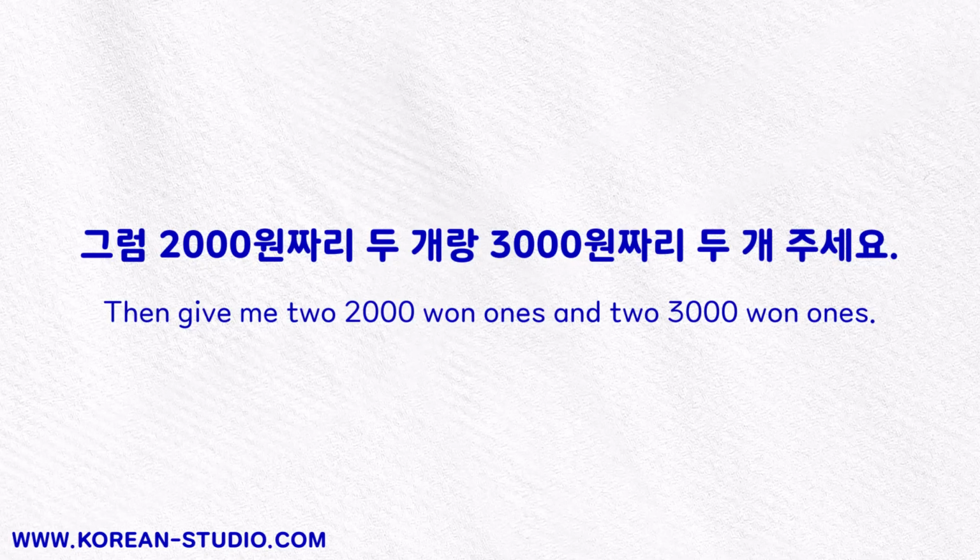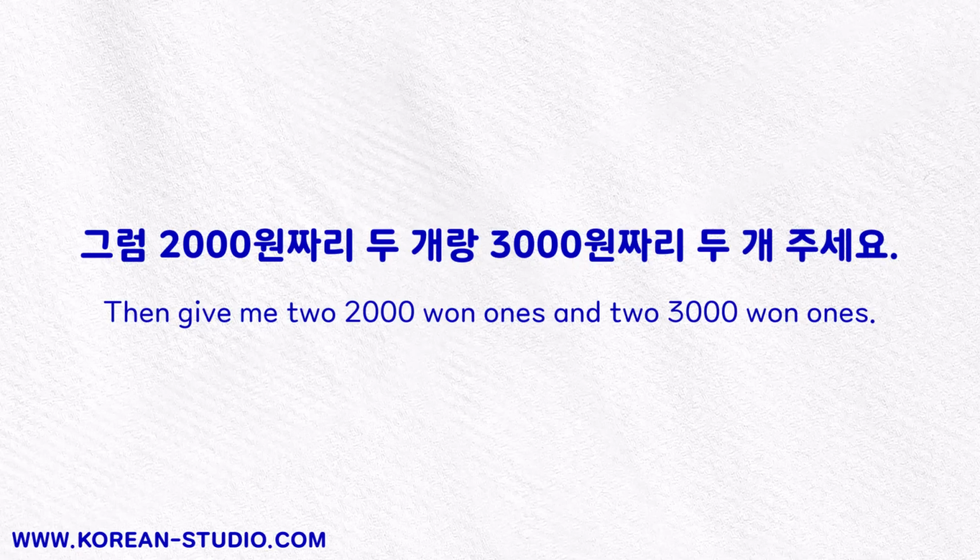Now, sometimes when you're at a shop, you might see a lot of different items that you want to buy, and they are priced at different price points. So one thing costs 2,000 won and another thing costs 3,000 won. So to ask the shopkeeper, please give me 2 of the ones that cost 2,000 won and 2 of the ones that cost 3,000 won, you can use a sentence like this. 그럼 2,000원짜리 2개랑 3,000원짜리 2개 주세요. Then, please give me 2 2,000 wons and 2 3,000 wons.